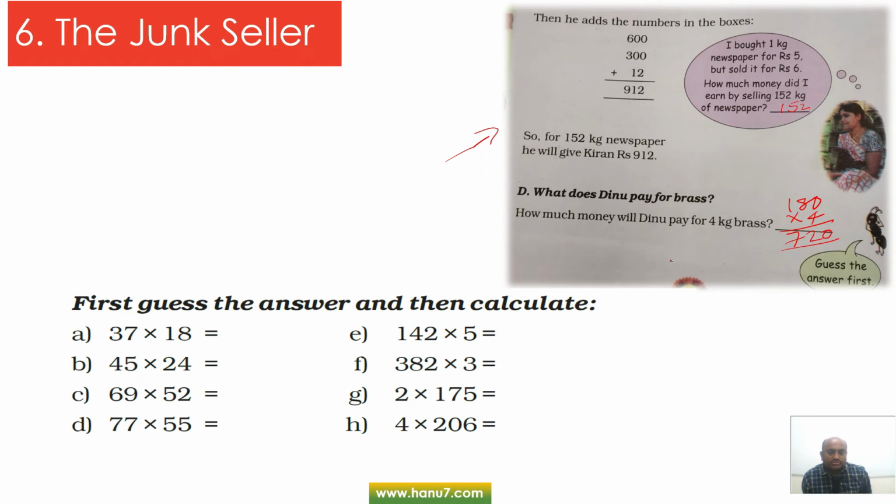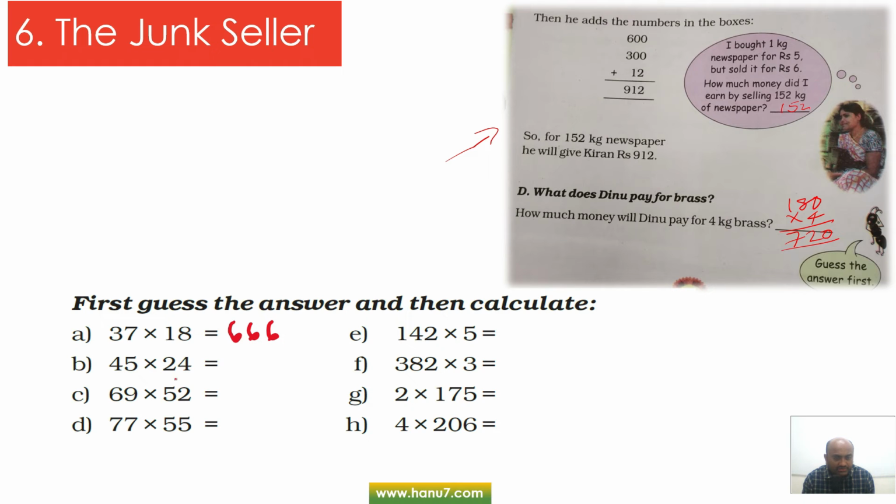Right, so now these are again other questions. Guess the answer and then calculate. 37 into 20, you take 20 here. 37 into 20, so around 600. So the answer will be around 600. And for the rest of the other ones, okay, let us see. The guess is around 600. I said it is 666.